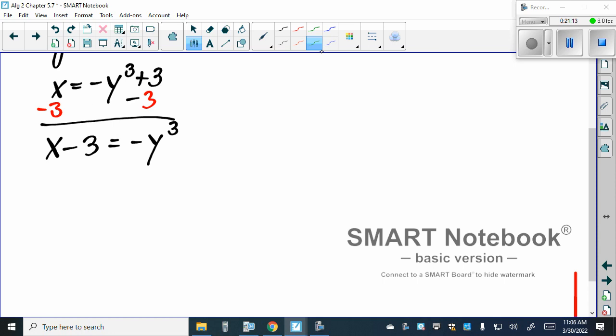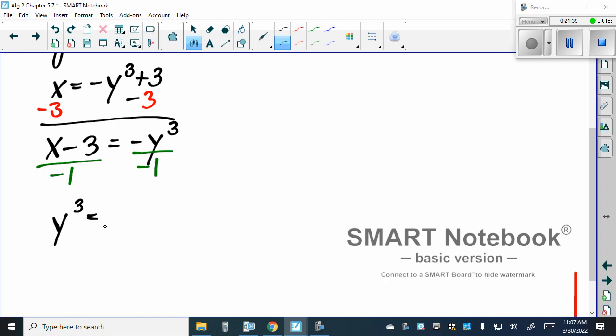What do we need to do next? To divide by negative 1, or we could multiply. Multiply or divide by negative 1. Either one works, because dividing by 1 really doesn't change anything, and multiplying by 1 doesn't really change anything. We're really just changing the signs, because we're changing it from negative y cubed to y cubed.